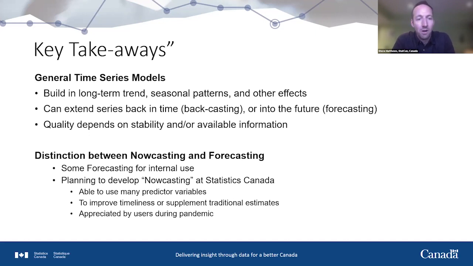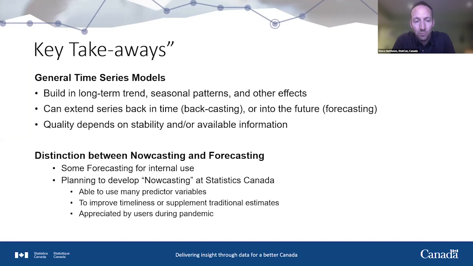Those models are often used to extend the series either back in time, backcasting, or into the future, forecasting. And the quality really varies, and it depends on the stability of the series and the available information that you can find to strengthen the model. And I also want to make this distinction between nowcasting and forecasting, where we do some forecasting, but mainly for internal use. As I just talked about, we're planning to develop nowcasting more and more at Stats Canada. We want to be able to use many predictor variables. There are modern methods available to do that that we're exploring. We want to improve our timeliness as a supplement to our regular traditional estimates.